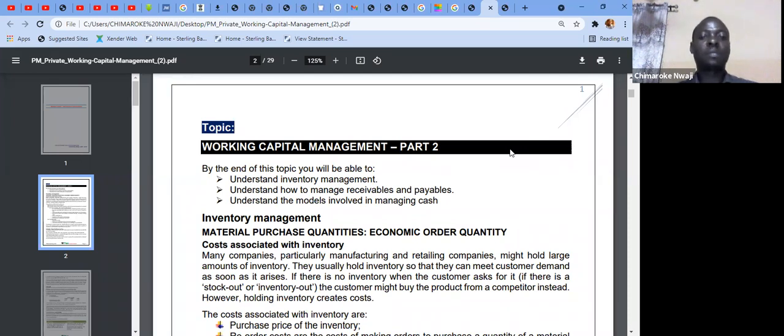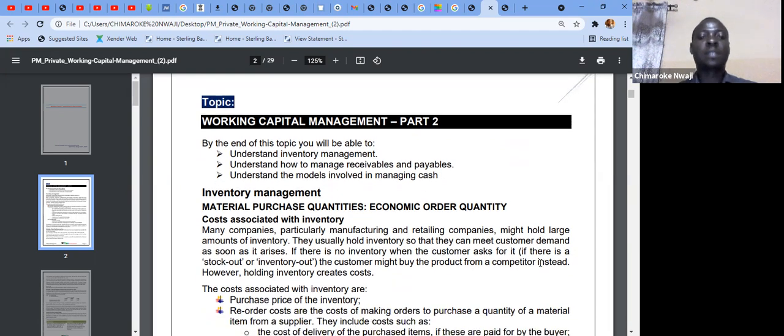Now, today we'll be looking at part 2, which is a further aspect of working capital. Now, this chapter or this topic forms a big deal of your syllabus. So one of the compulsory questions could come out from working capital management.